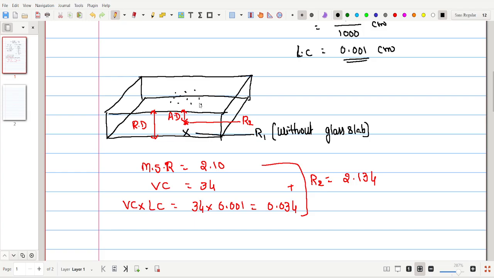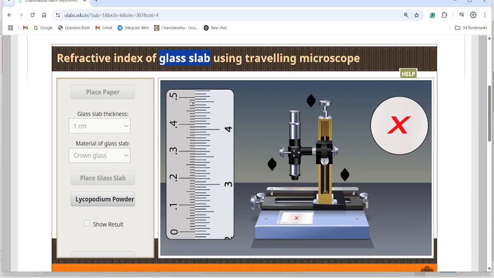Now you pour something like lycopodium powder. It is not available in our lab, which means chalk piece powder also we can pour very lightly. We should not pour a thick layer. Four or five particles of chalk powder are enough. And focus the powder itself. Don't focus the arrow mark or the cross mark. You need to focus the powder. How? See, I am showing here.